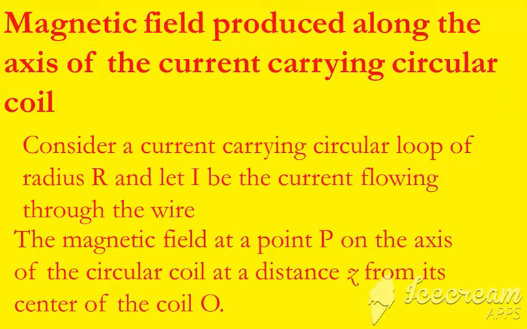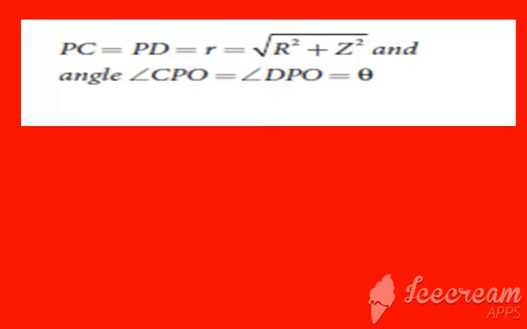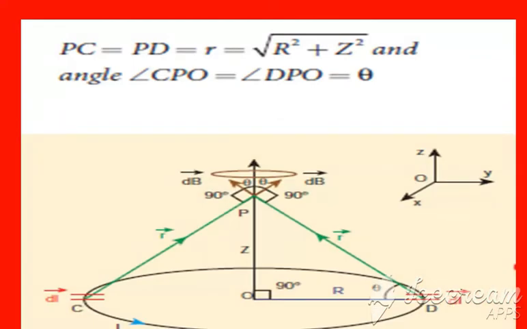Then next we are going to take the diagram. So this is the diagram for this. As I've told you, this is a circular coil. Then we are considering a point P which is at a distance Z from the center point O on the axis, and this is a radius. This point we are marking as small r. Okay, and here there are two magnetic fields dB.